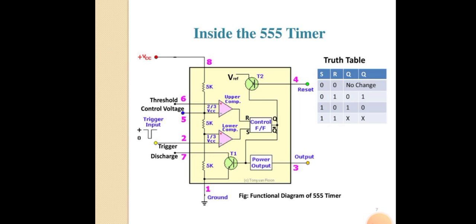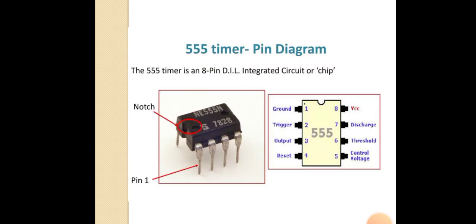The pin description of the 555 timer: pin 1 is the ground, that is low level 0 voltage. Pin 2 is the trigger, that means the output rises and the interval starts when this input falls below 1 by 3 VCC. Pin 3 is the output. This output is driven to approximately 1.7 volts below plus VCC or ground.